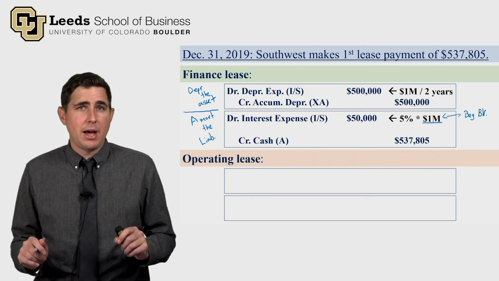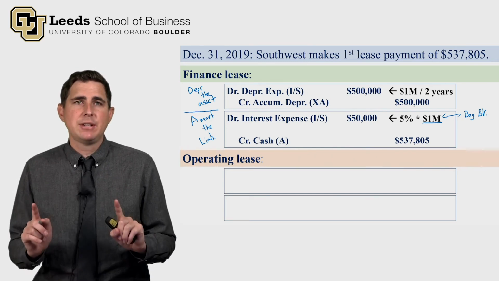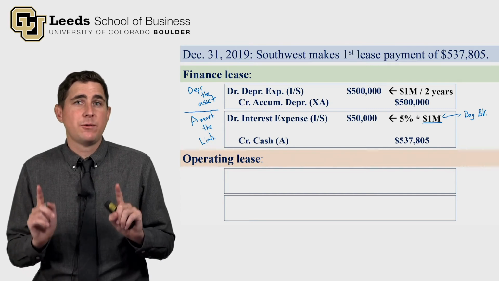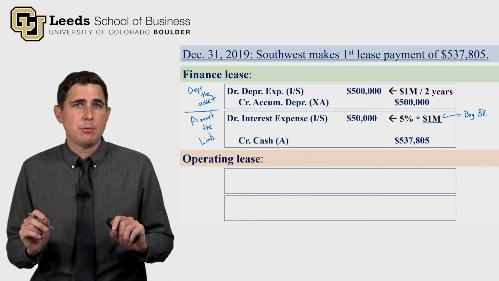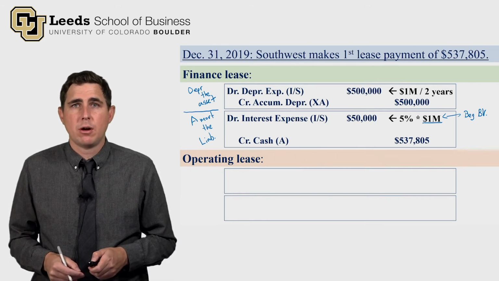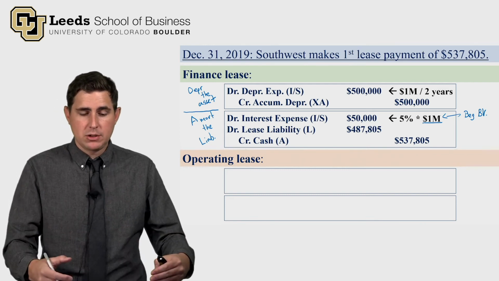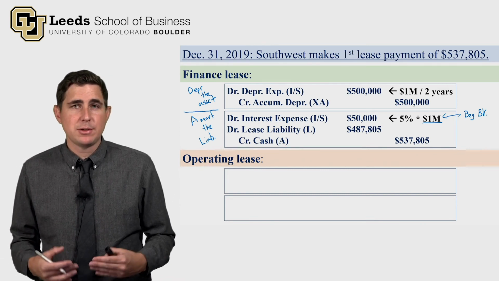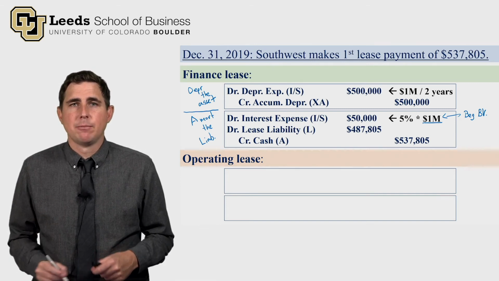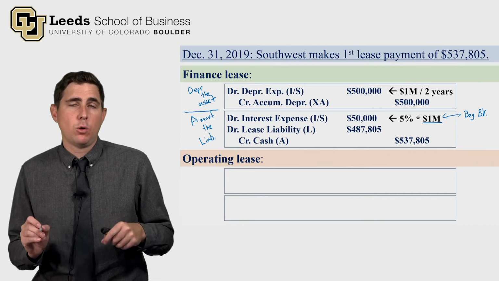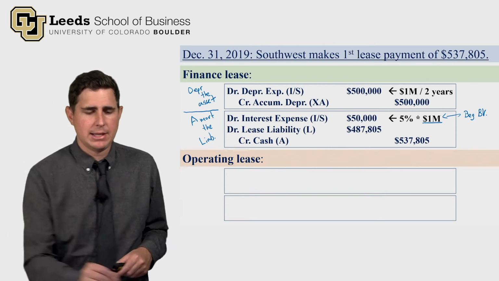Now, same as a bond, the difference between the cash payment and interest expense amortizes the liability balance towards face value. And face value in this case is 0. So we'll be amortizing this liability balance towards 0. So the difference between these two amounts plugs the journal entry. It's $487,805, and it's a debit to the lease liability account. It reduces that account towards 0.